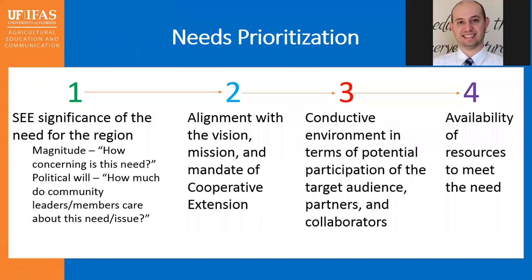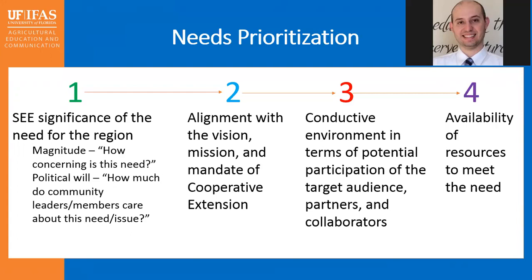So once you've determined all of your needs, it's impossible to develop a program that meets all of those needs. So you want to go through what's called a needs prioritization. And there are 4 steps in a basic needs prioritization. It starts off with understanding the significance of the social, ecological, and environmental needs of the region. So how concerning is the need? And then the political will. So how much do community leaders and members care about this need or issue?